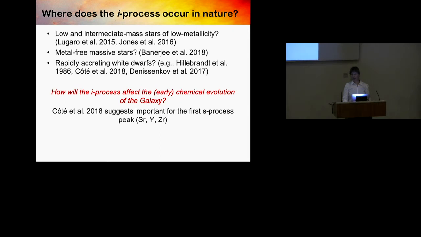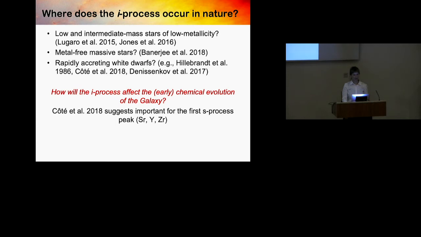So if there is an i-process, where does it occur in nature? We don't know. There are possibly low-mass, low-metallicity AGB stars if they have this proton ingestion episode. Others: it's now become a bit of a hot topic. People have suggested metal-free massive stars, rapidly accreting white dwarfs. If it's a real third neutron capture process, how does it affect the chemical evolution of the early galaxy?